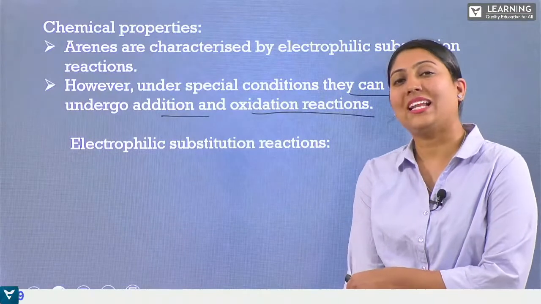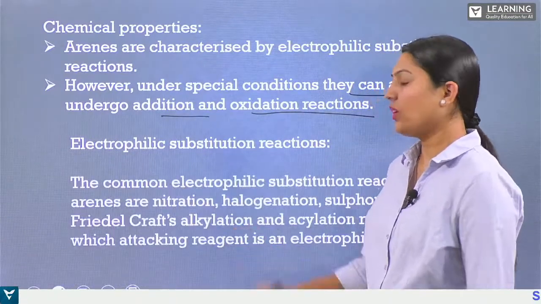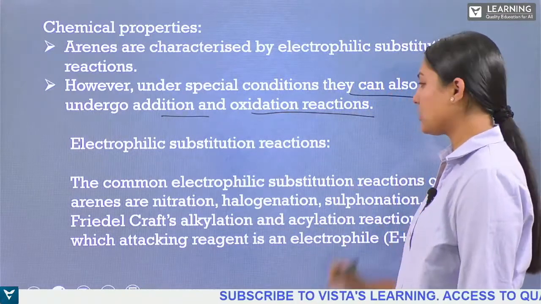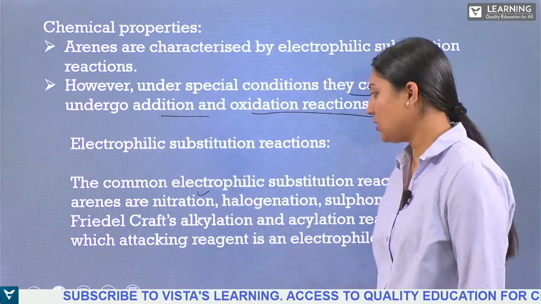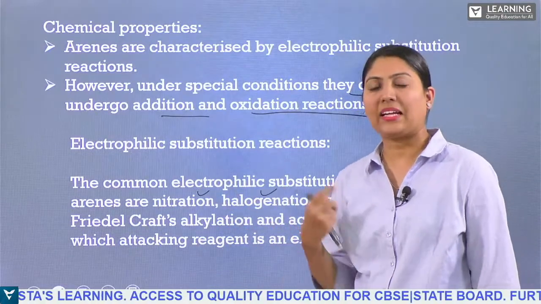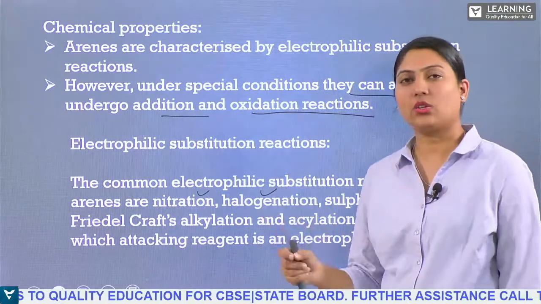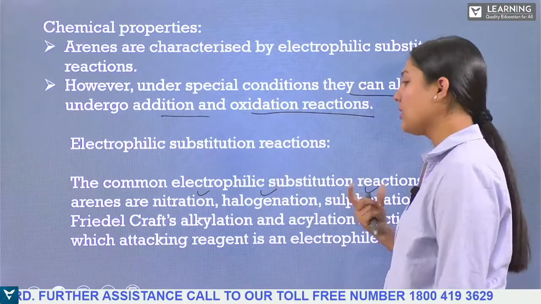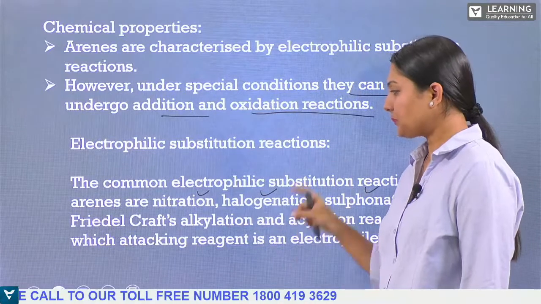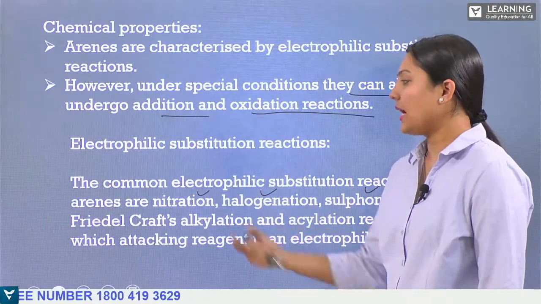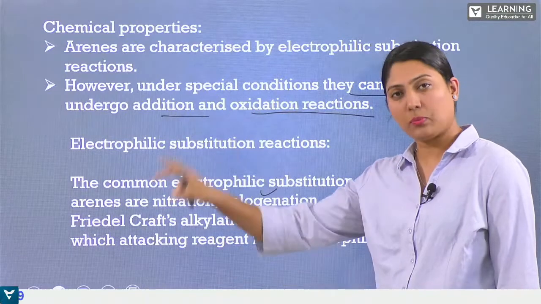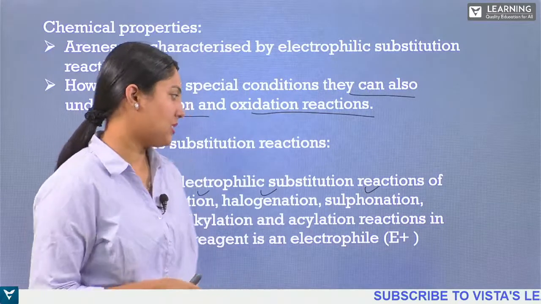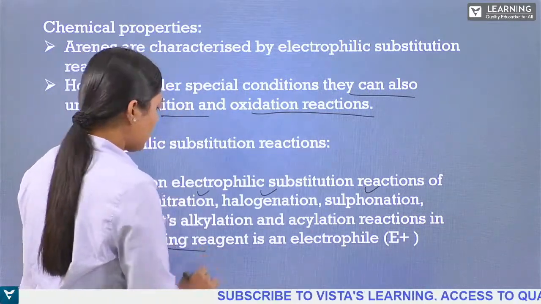We'll go ahead with these electrophilic substitution reactions. The common electrophilic substitution reactions of arenes are nitration and halogenation. Nitration means addition of nitrate, halogenation means addition of halogen, and sulfonation: when benzene is reacted with sulfuric acid, we get the sulfonic group attached to the benzene ring. Then Friedel-Crafts alkylation, where an alkyl group is attached, and acylation, where an RCO group is attached. So these are the reagents.